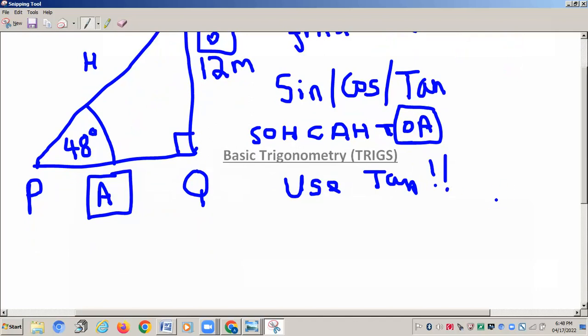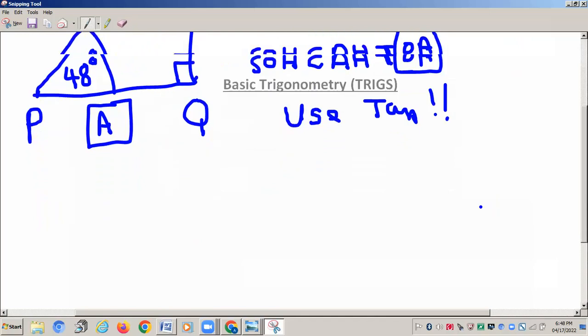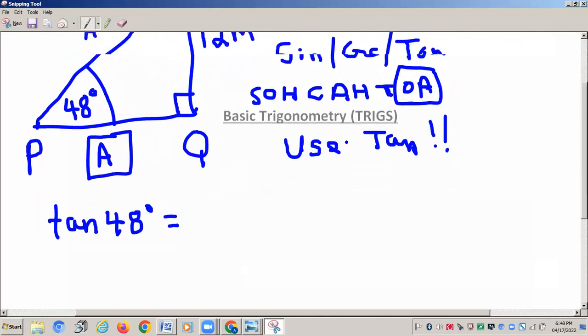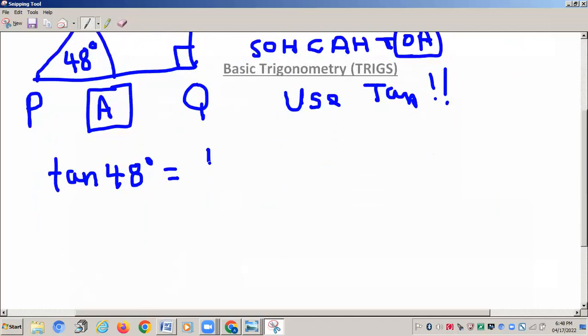All right, now use the formula. So tangent, tan of an angle 48. In TOA, the O is the numerator, so the opposite would have been 12, and the adjacent would have been PQ. Can somebody tell me the difference between the setting out of this question and the example that we did a while ago?